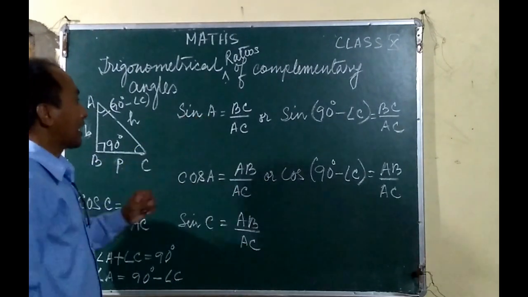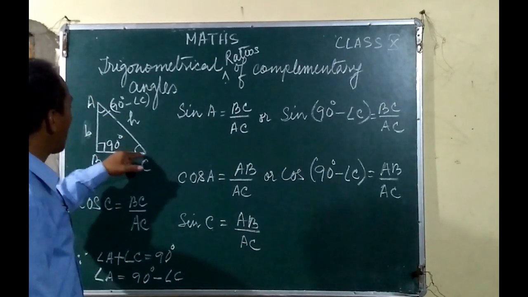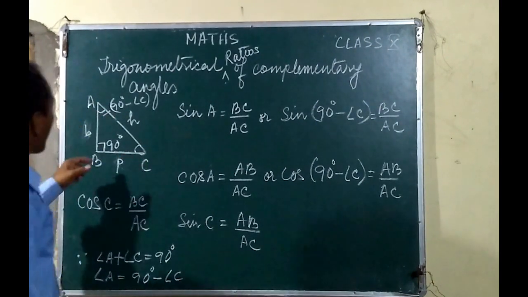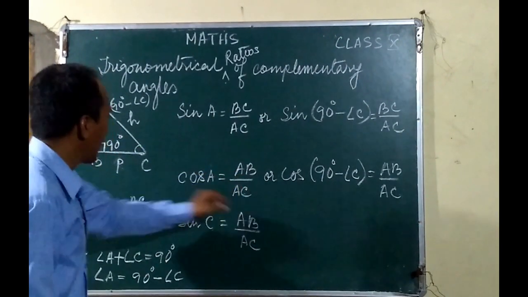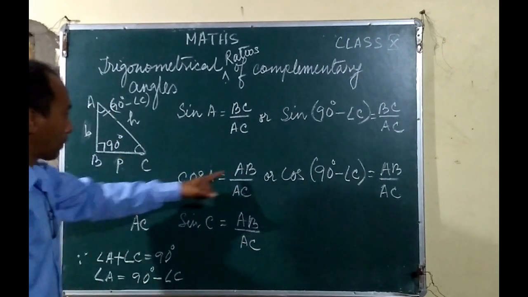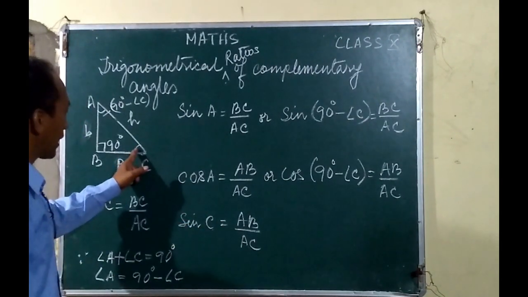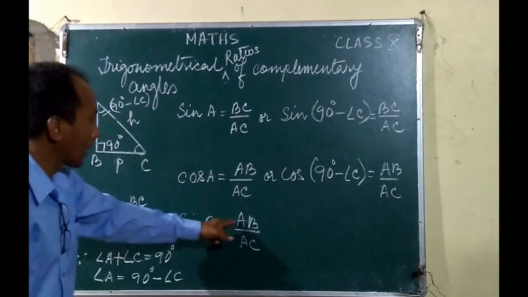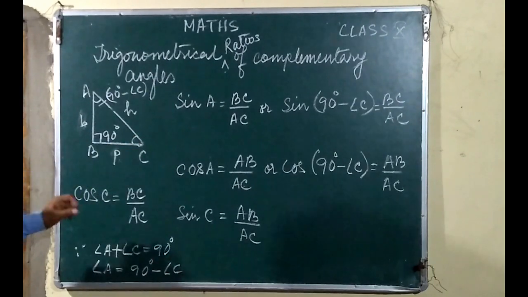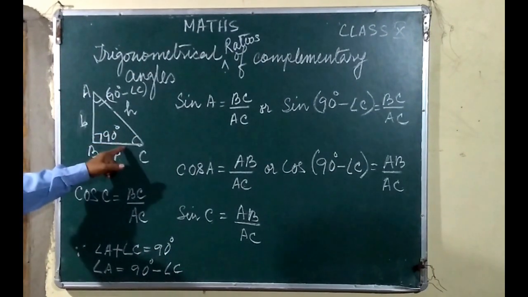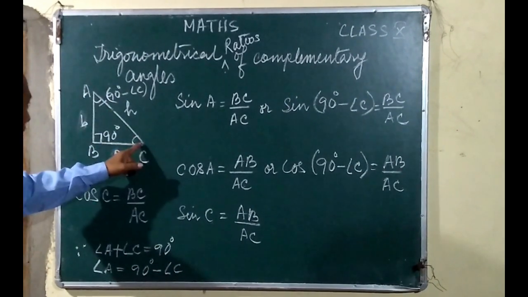So sin A is BC by AC, perpendicular by hypotenuse. Cos A equals base by hypotenuse, AB by AC. If we measure sin C, then AB is perpendicular, so sin C is AB by hypotenuse AC. Now cos C, with AB perpendicular and BC base, is BC by hypotenuse AC.